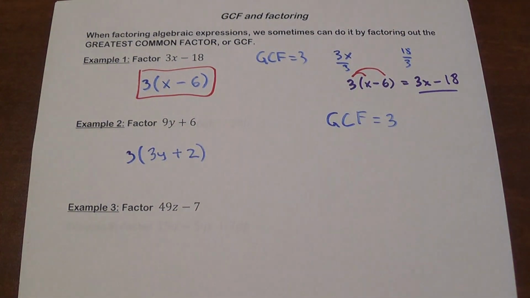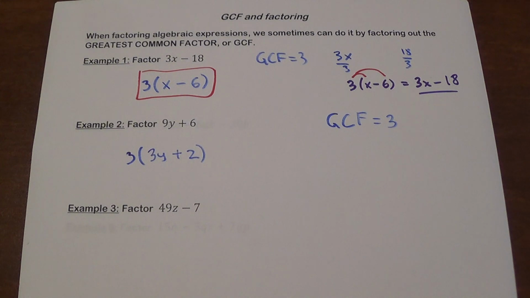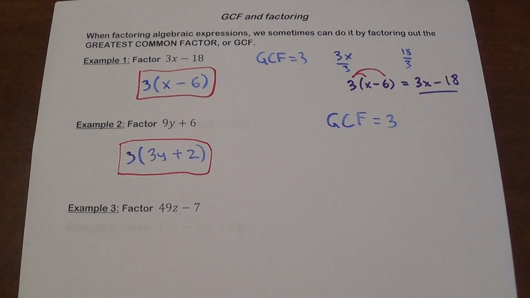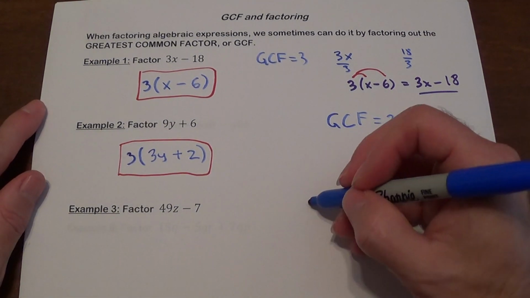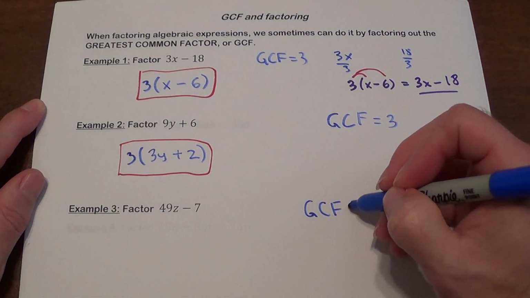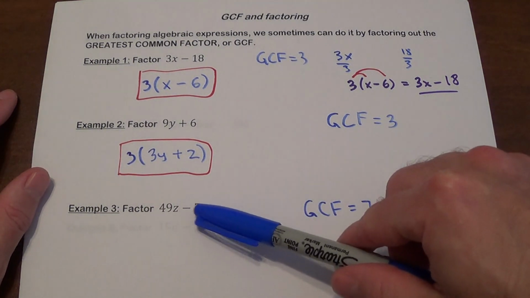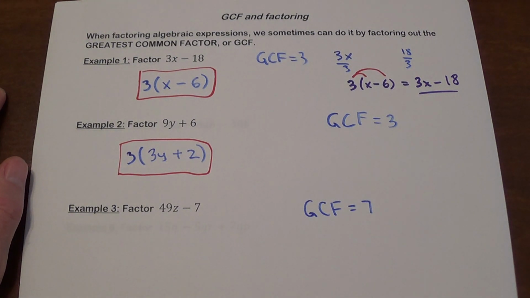You can verify that again by distributing. If you distribute 3, you will get the same exact polynomial. Okay, let's take a look at the next. So we have 49z and 7. Between 49 and 7, the greatest common factor is going to be 7. Can I factor out the variable? No, because this term does not contain a variable. So 7 is the greatest number that's going to go into both 49z and 7.